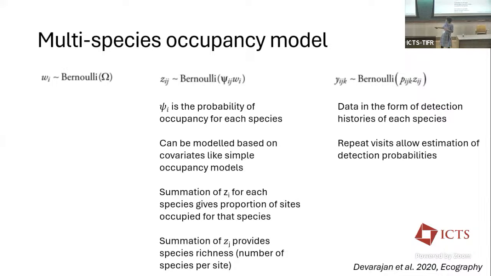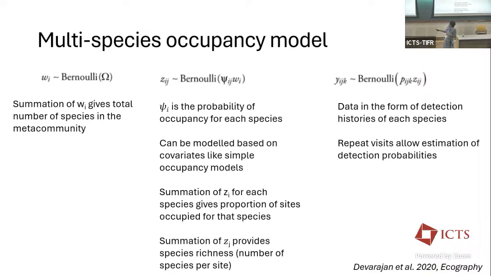So if you sum it up for each location, it gives you your species richness. If you sum up for each species, it gives you the proportion of sites occupied, the total number of sites occupied. And the same way as you could model it earlier, you can model it based on whatever covariates are biologically, ecologically plausible.